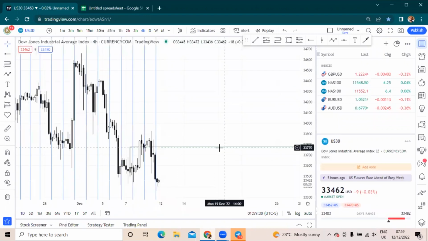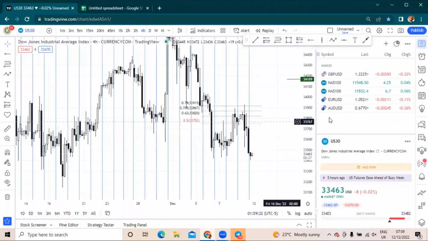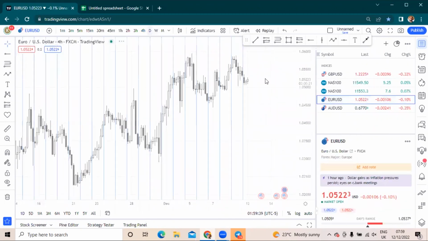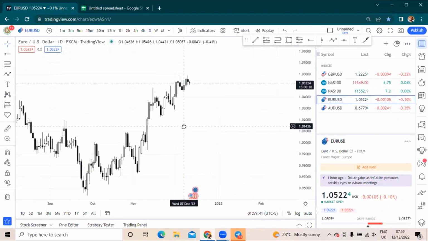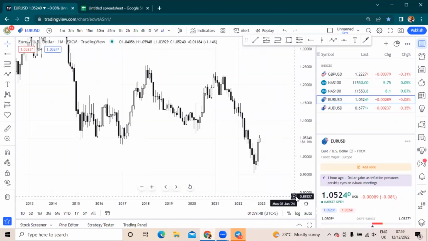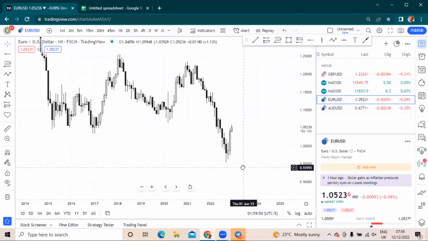How many of you guys trade US30? Or rather, I do Euro USD, because most people on the channel trade currencies rather than indices. All right, so looking at the monthly time frame on Euro USD, it should behave like GU.